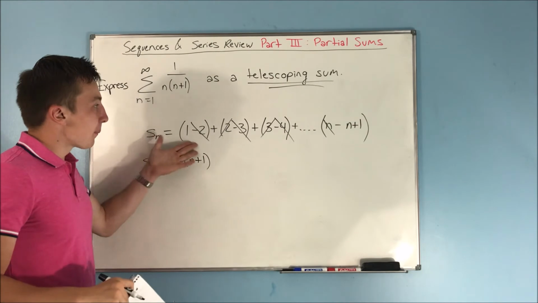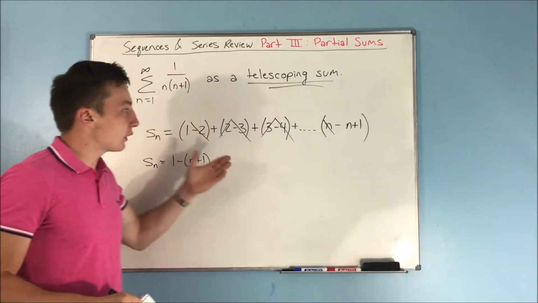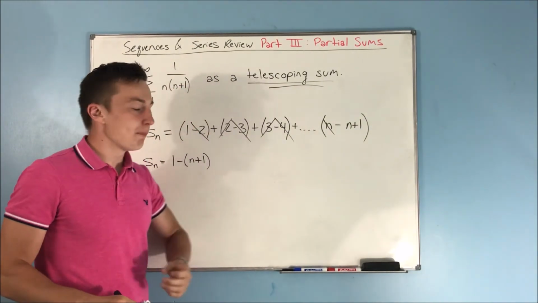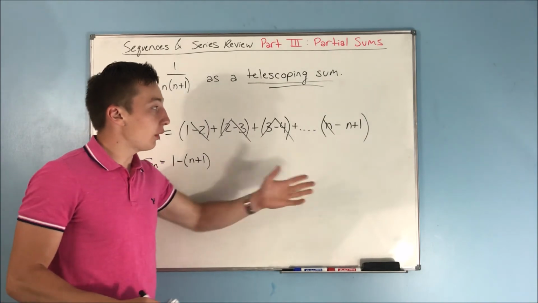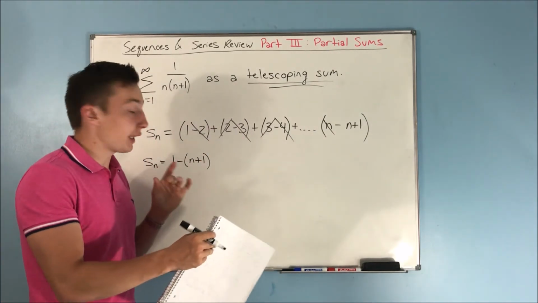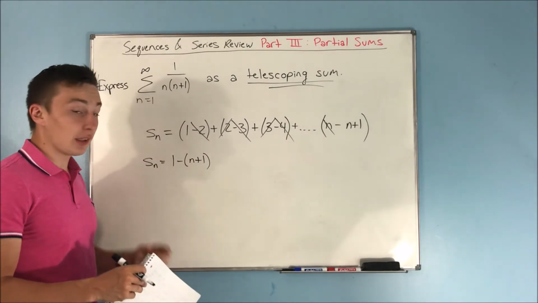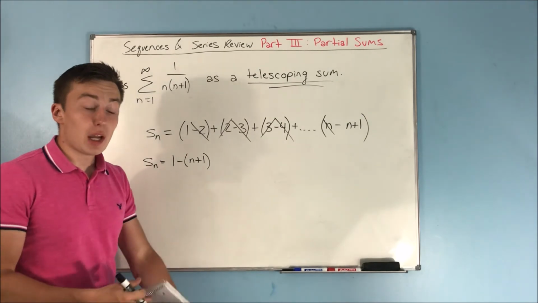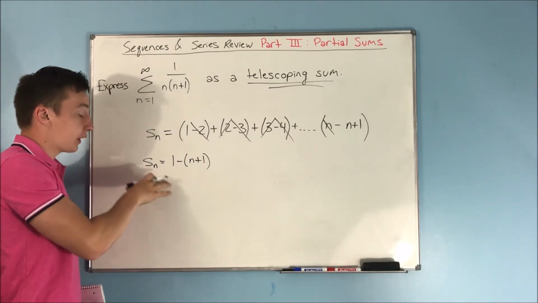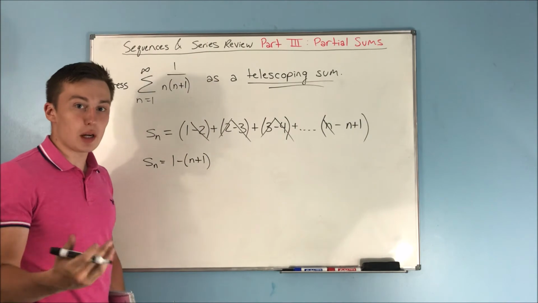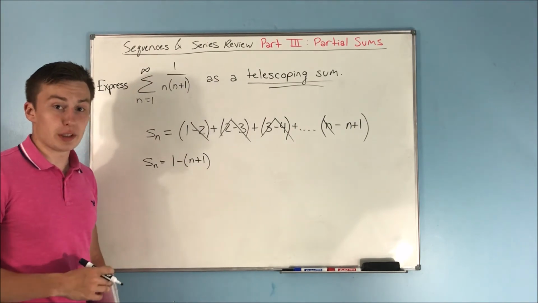Okay, this is what a telescoping sum means. You're having a bunch of terms cancel out. It's collapsing like a pirate's telescope, and you're ending up with something a lot nicer for your nth partial sum. And from that nth partial sum, you can find the actual sum by taking the limit as n approaches infinity.